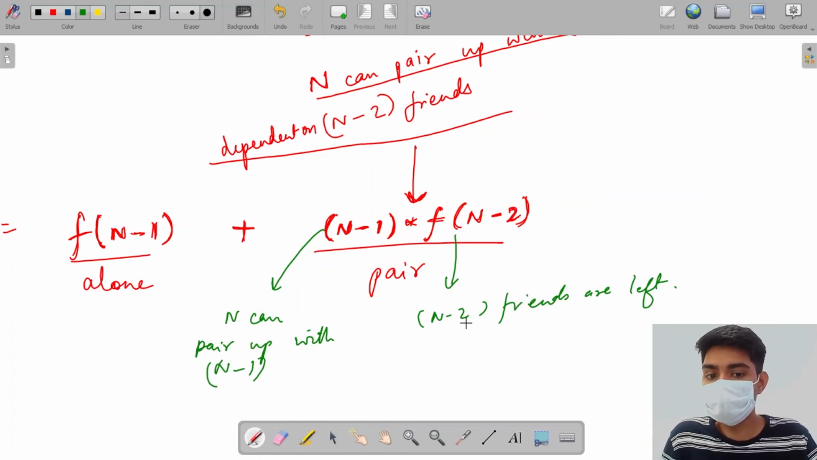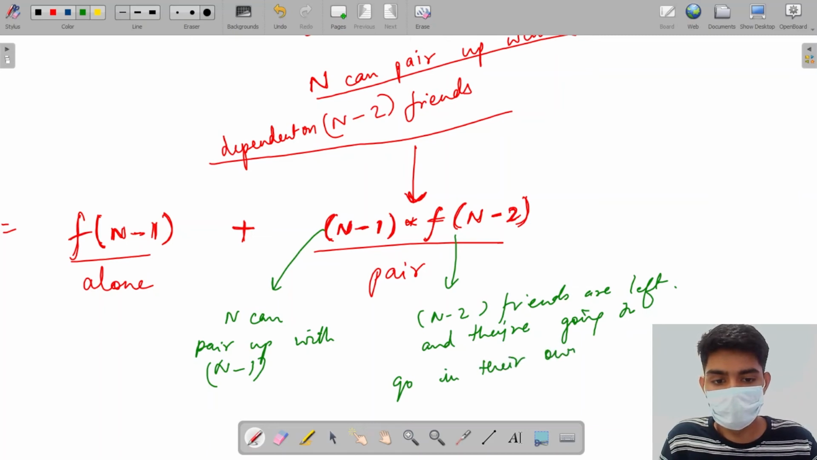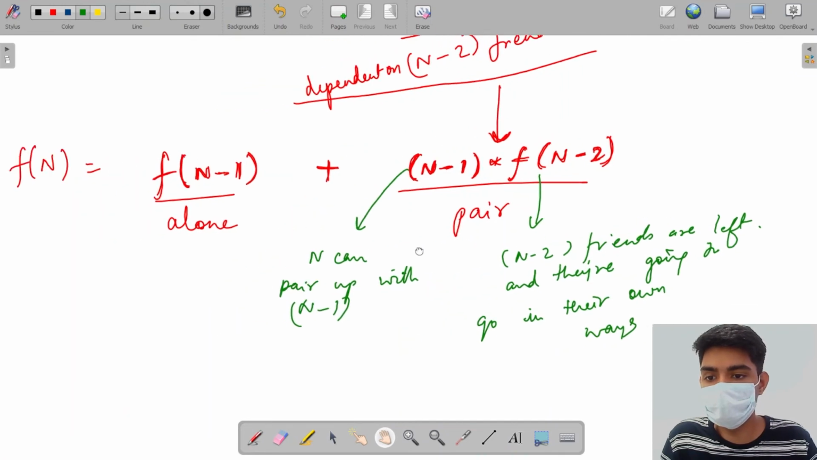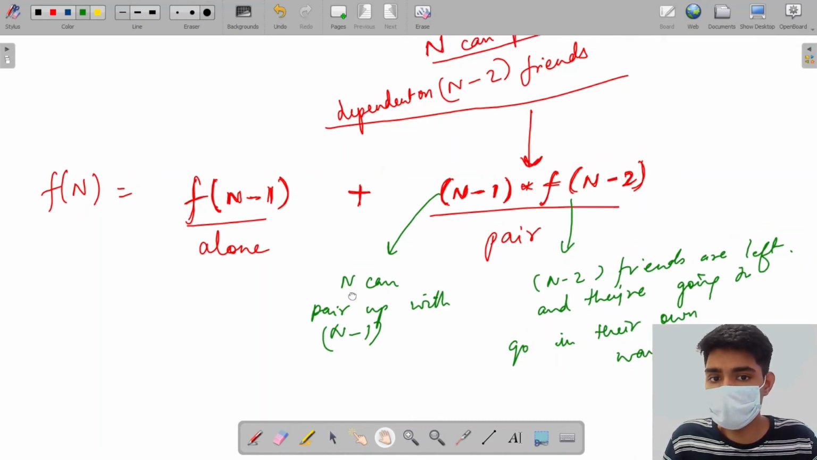in their own number of ways, right? N minus 2 friends are left, and they are going to go in their own ways, right? So my answer would be this. If it is going alone, this n minus 1 would be my answer. And if it is going in a pair, then n minus 1 times the function of n minus 2. Okay, I hope this part is clear.